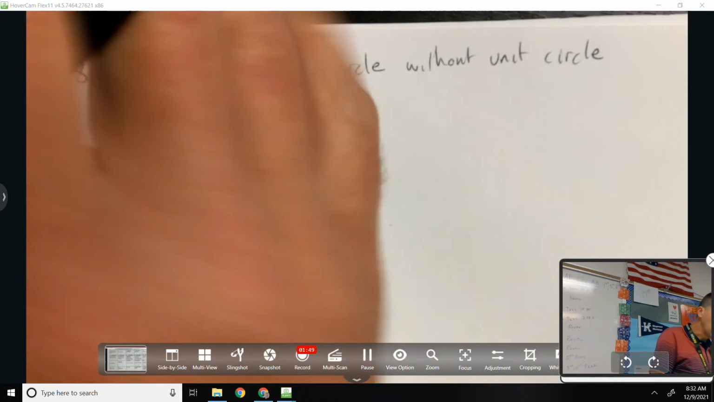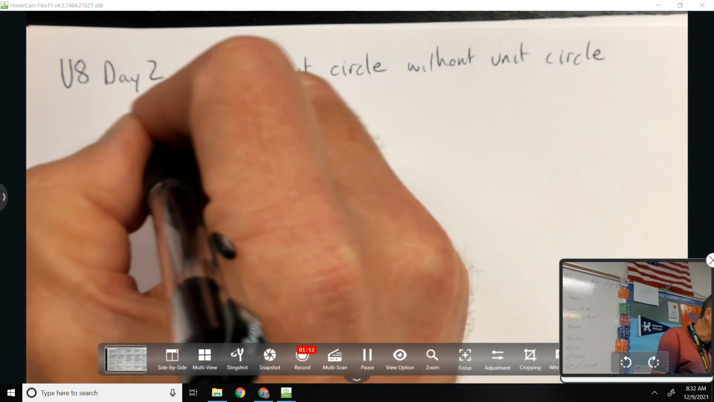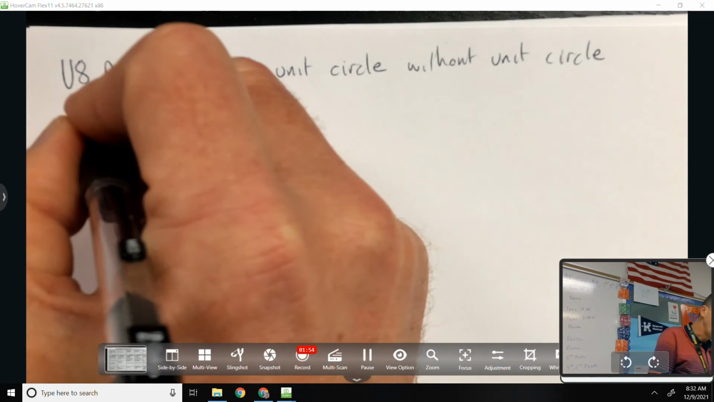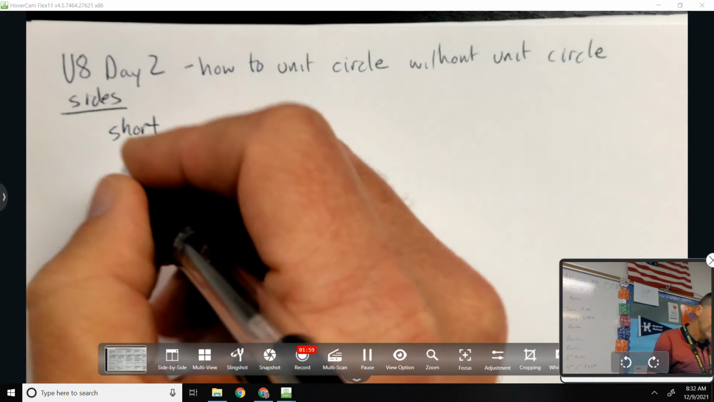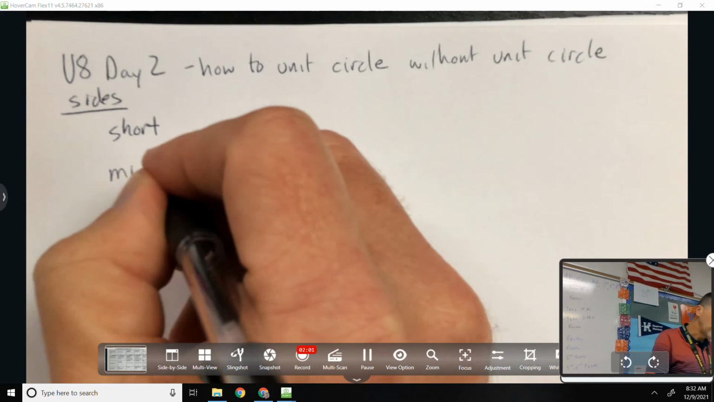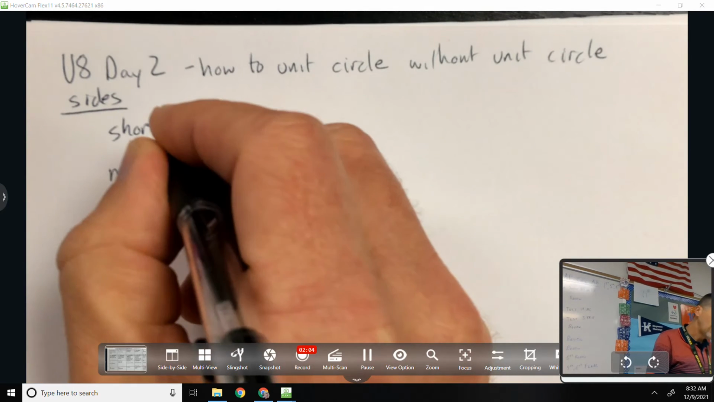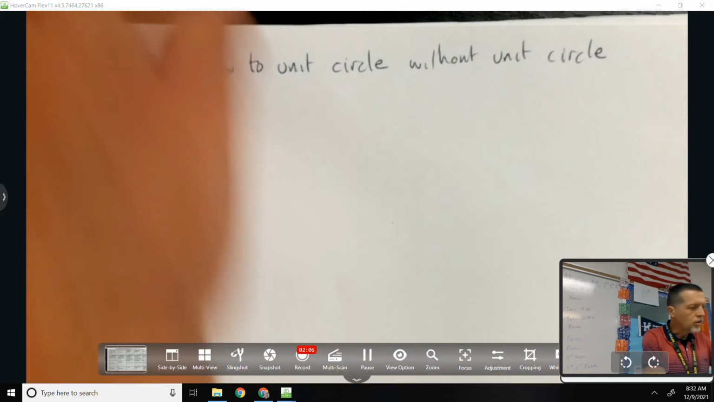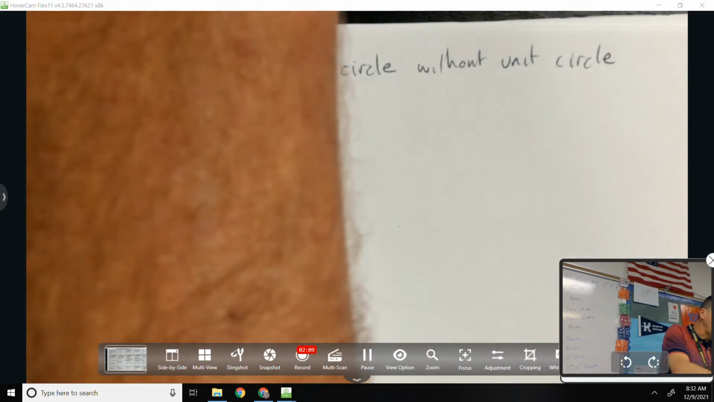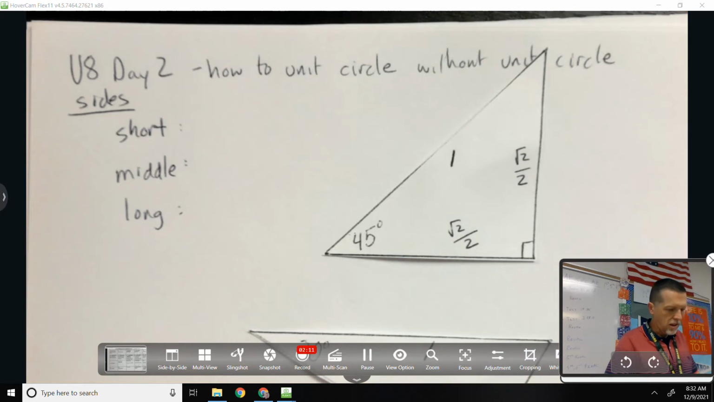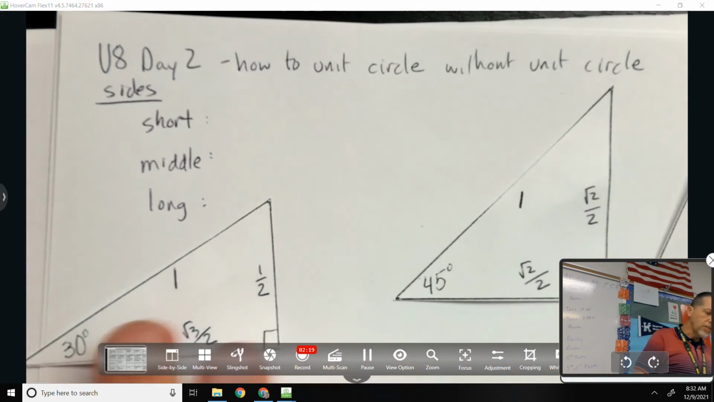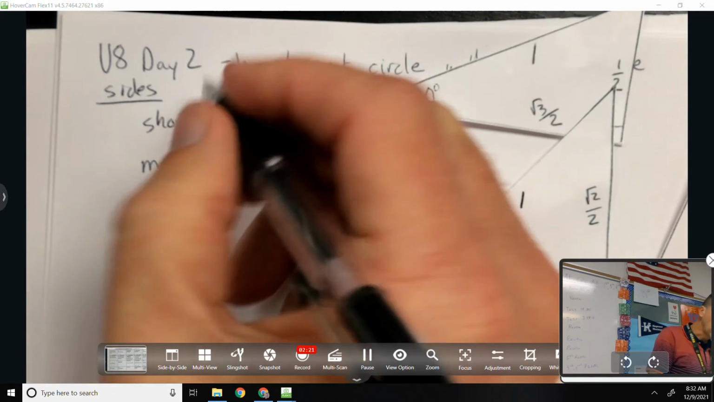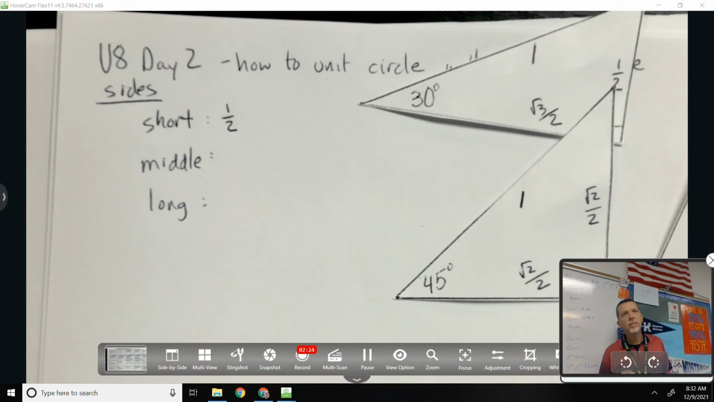All right. So here's what I notice about the unit circle. There's some triangle sides. There's a short side, there's middle sides, and there's long sides. And this sort of goes back to those triangles we cut out yesterday. You threw yours away, and that's okay. But all the short sides of those triangles that we had yesterday, all the short sides were 1/2. Some of you kind of notice this.